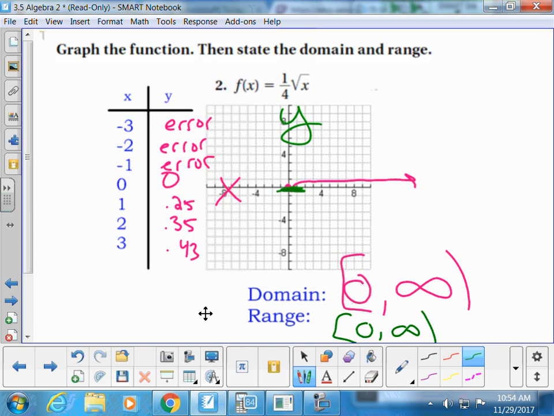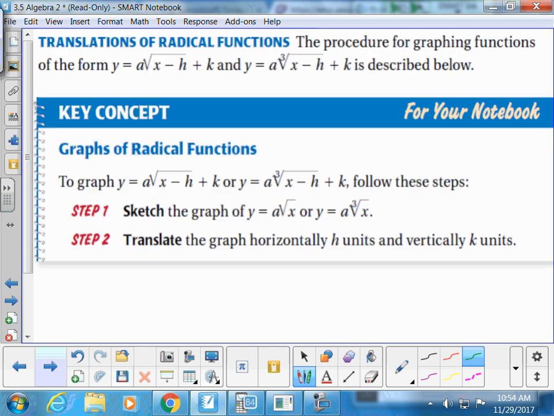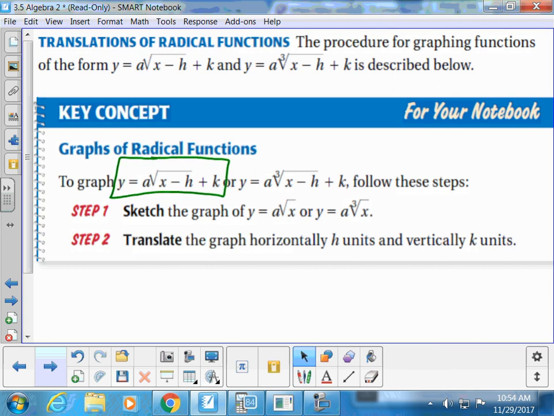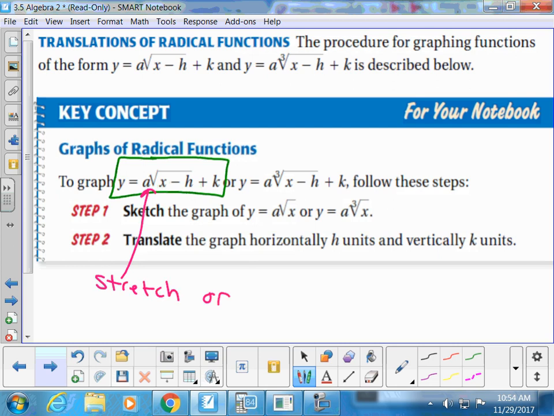All right, so let's get into some where we're shifting these left and right and up and down. Go ahead and jot down this part right here. I actually already put it on my board. These two are exactly the same, except one's a cube root and one's a square root. But each of these letters, a, h, and k, would affect the graph. The a value is going to cause it to stretch or shrink. If it's a big number like 4, it stretches it out. If it's a small number like 1/4, it shrinks it down. We saw that in our last two examples.